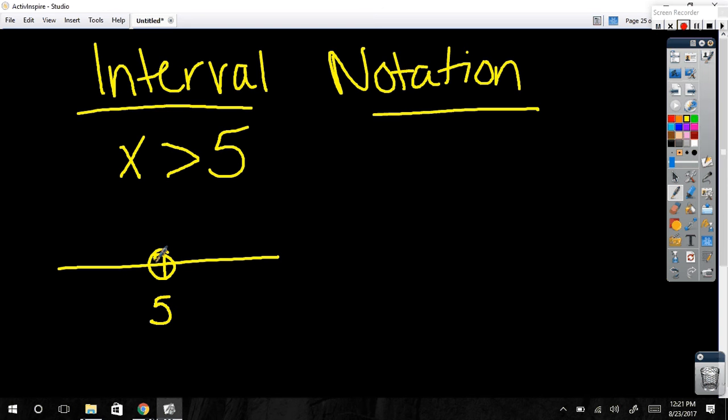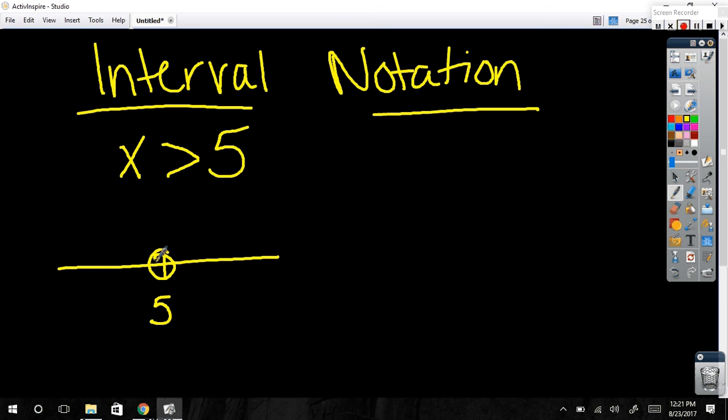So interval notation will work in different ways. It's going to describe the same thing, but it's going to be a different way to describe it. A little more sophisticated way, more accepted way. From now on, I want you to use only interval notation. So I'm going to show you how to do it.